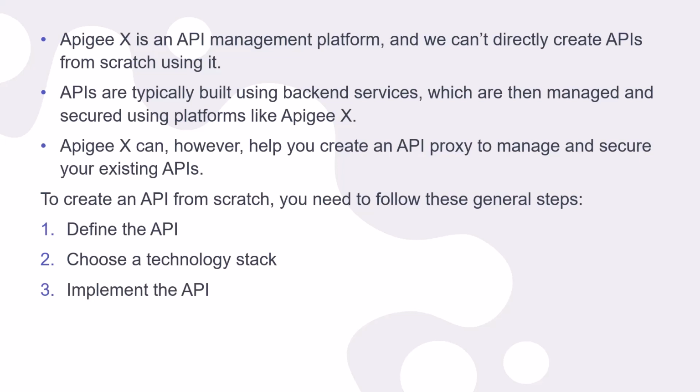Then you have to implement the API. Develop your backend services by writing the code for your APIs, implement the logic for each endpoint, and define how the API interacts with the database or other services. Test the API. Test your API to ensure it functions correctly and securely. Use tools like Postman or curl to send requests to your API endpoints and verify the responses.